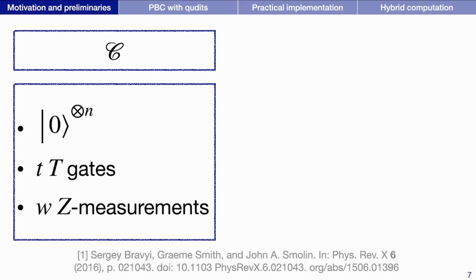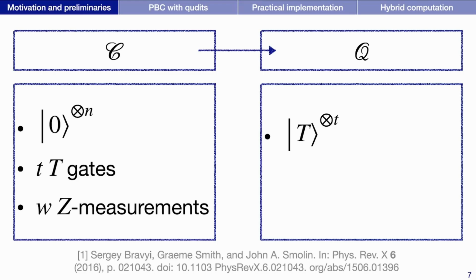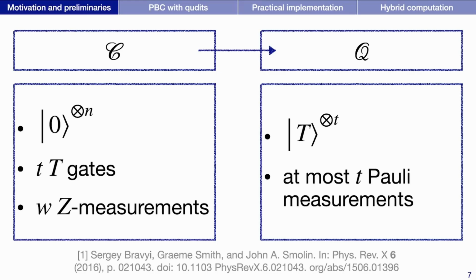any universal quantum circuit C with n input qubits, T gates, and a certain number of measurements in the computational basis can be simulated by a Pauli-based computation with T qubits in the magic state, followed by a sequence of at most T compatible and adaptively chosen Pauli measurements. So this result is basically a statement on the universality of Pauli-based computation, because if you can simulate any universal quantum circuit with a Pauli-based computation, then necessarily this model needs to be universal.